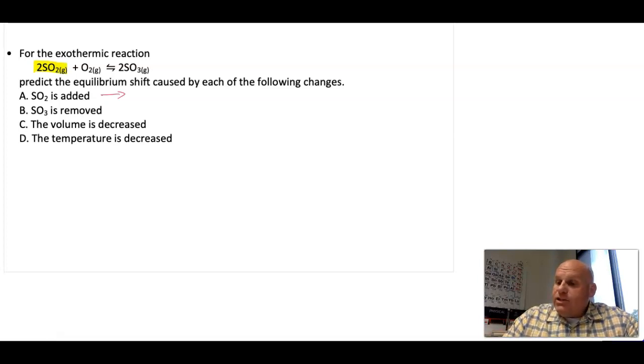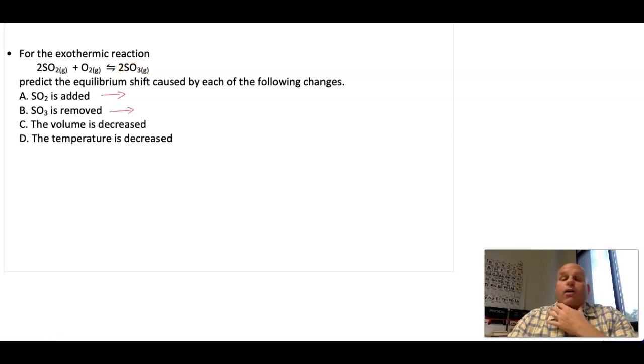Okay. Next, we have SO3 is being removed. So we see our SO3 is over here on the right. Again, since it's being removed, the system needs to make more of it. That means it needs to be a product. The phrase to the removed tells me this is going to shift to the right.